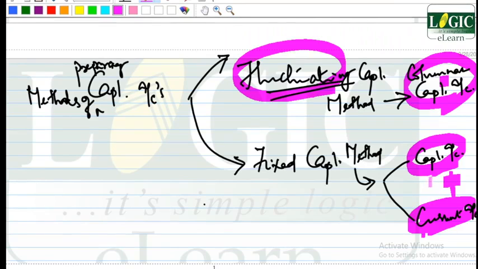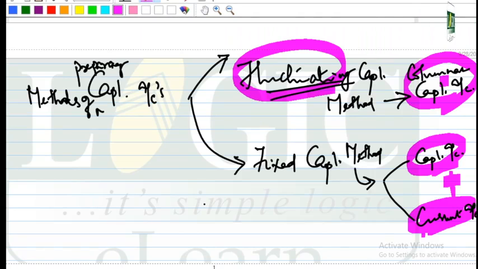Under fixed capital method, you will have capital account, columnar capital account, as well as current account, whereas under fluctuating capital method, you will have only capital account. The reason is, in fluctuating capital method the capital balance can change, but under fixed capital method, the capital account balance cannot change. So the capital balance alone you will show in capital account, and the remaining things related to capital you will put in current account. Now let us see how it is possible.